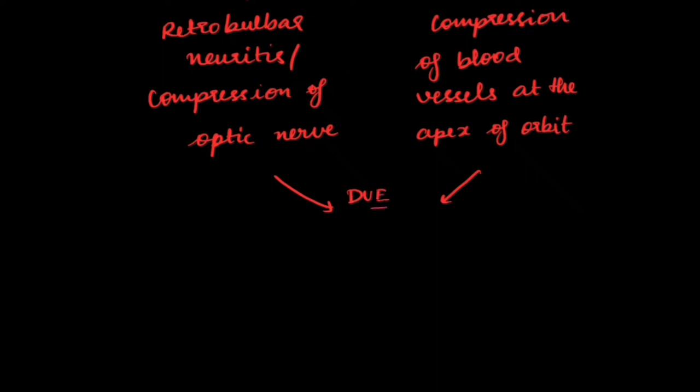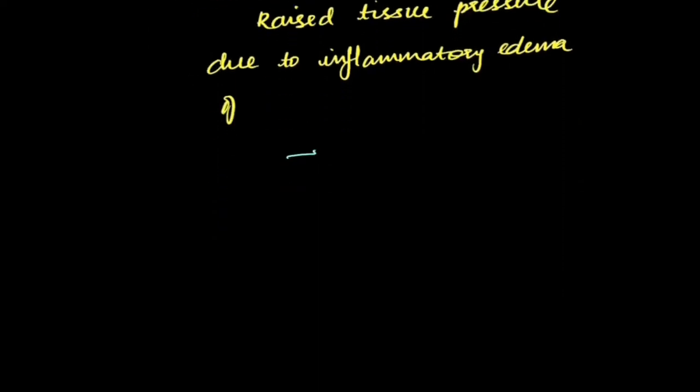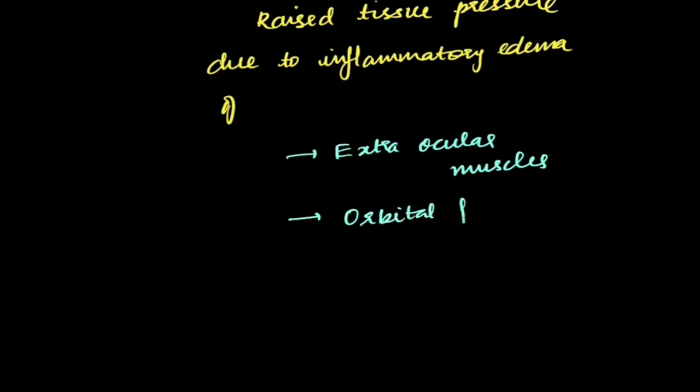And this compression occurs due to raised tissue pressure, due to the inflammation seen, and it causes edema also. So inflammatory edema occurs mainly in three structures: extraocular muscles, orbital fat, and congested veins.